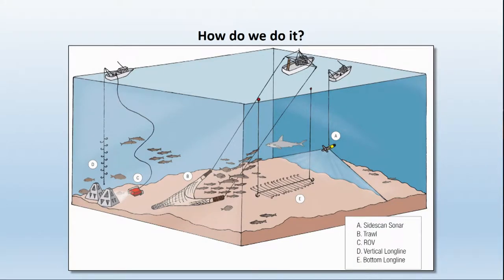So the next question is, how do we do it? This graphic pretty effectively summarizes the FIES effort. We start with habitat surveying utilizing side scan sonar to map the locations of artificial and natural reefs. And then we use those locations as the sampling domain for the remaining fishing effort, which consists of ROV video, vertical long line, bottom long line, and trawl sampling.